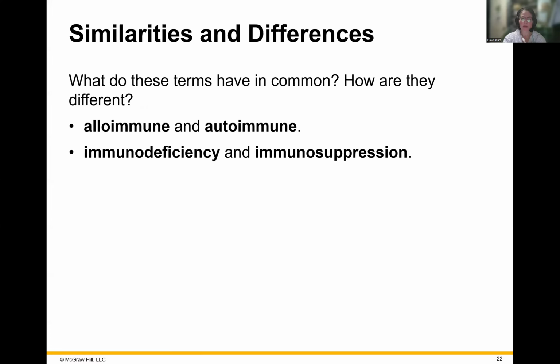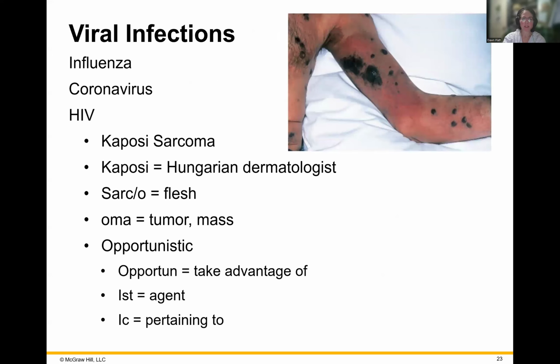So just a couple of terms to identify the difference between. We have alloimmune and autoimmune. We already talked about that on the previous slide. And then immunodeficiency and immunosuppression. Look it up, and identify what the difference is between deficiency and suppression. Viral infections, obviously we have influenza out there, the coronavirus, HIV, and then over here, you see this is Kaposi sarcoma. This is only associated with people who are HIV positive or have AIDS, and it's a type of cancer specific to that disease.